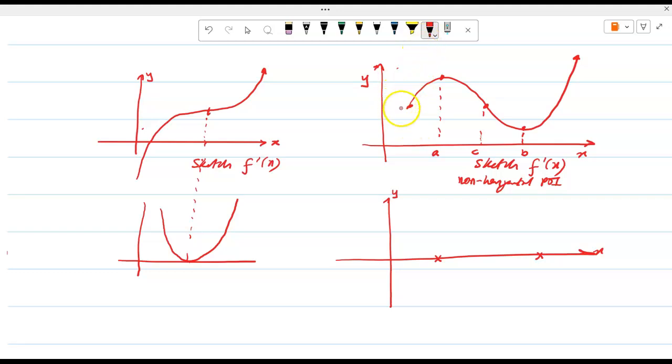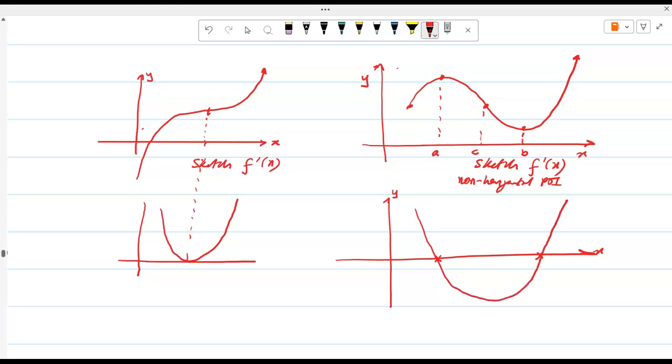Now think about what is happening to the slope. It's positive at first, and it's becoming 0. Then the slope is negative. Here the slope is negative, and then after that it will become positive. So this will go like this.